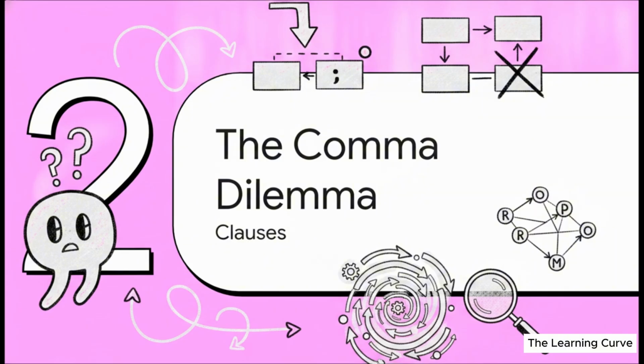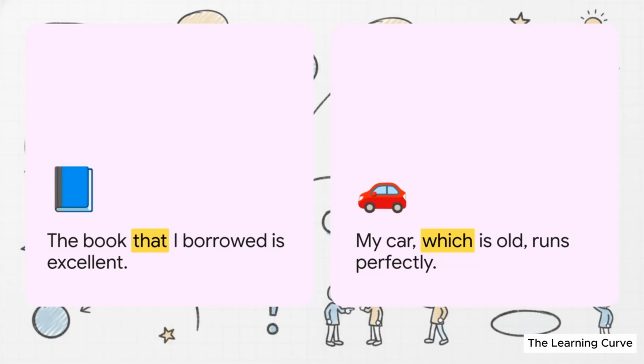Moving on to Section 2, Clauses, and the Great Comma Dilemma. Now, with these shiny new tools comes a bit of nuance, specifically deciding when you actually need to use commas. Take the first example here. The book that I borrowed is excellent. Notice we use that without any commas. Why? Because pinpointing the specific book is absolutely essential to the meaning of the sentence. If you drop that I borrowed, we have no clue which book you're talking about.